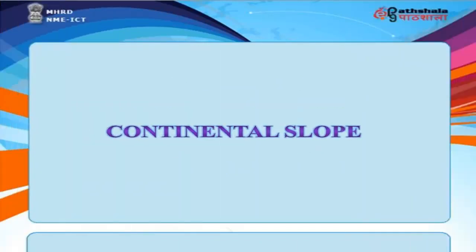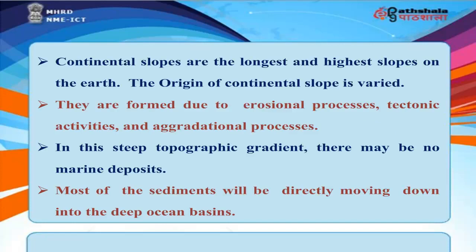Continental slope. Continental slopes are the longest and highest slopes on the earth. The origin of continental slope is varied. They are formed due to erosional processes, tectonic activities, and aggradational processes. In this steep topographic gradient, there may be no marine deposits. Most of the sediments will be directly moving down into the deep ocean basins.